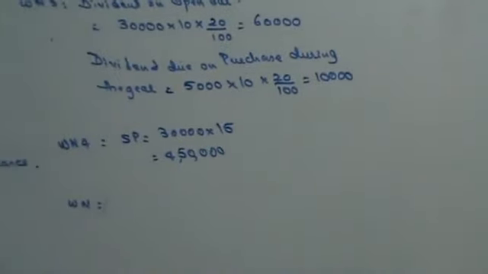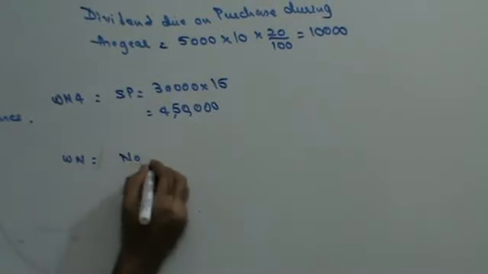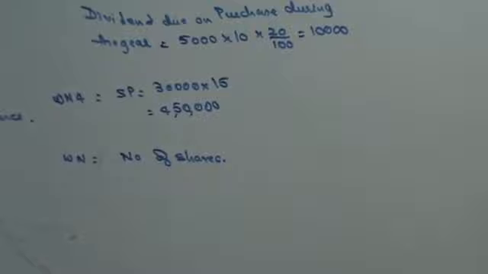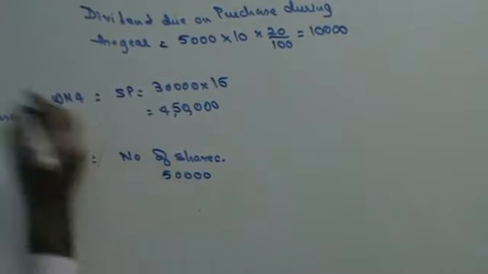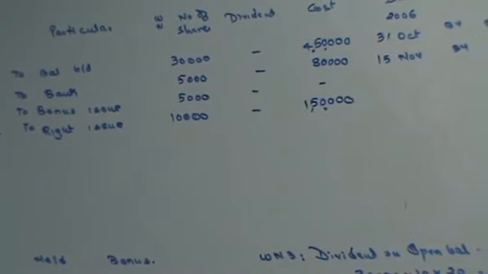Now if there is a sale, I need to find out the profit or the loss. Working note 5. Before the date of sale, what was my cost and what was my number of shares? Before sale, the total number of shares I had was 50,000, that is 30 plus 5 plus 5 plus 10. Its cost value was 6,80,000 on the debit side and 10,000 on the credit side, so 670.